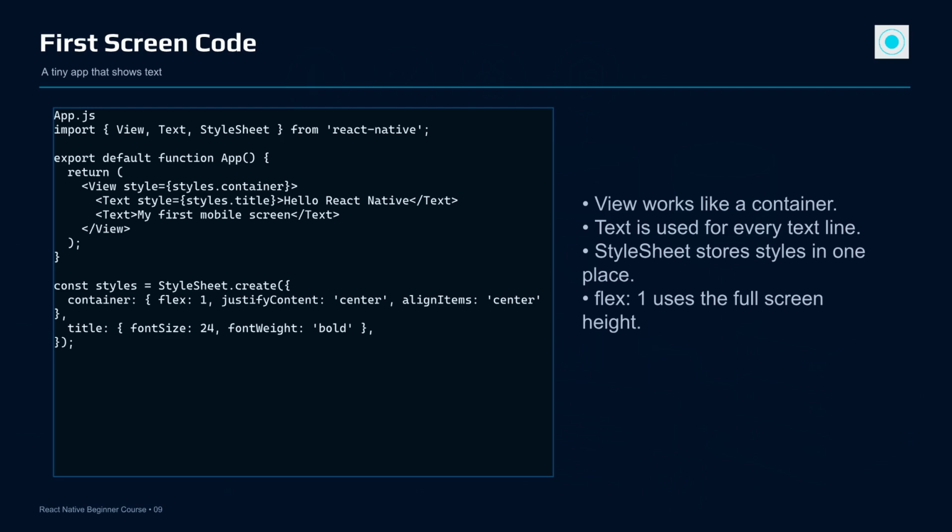In this screen code, you can see how we import core elements like View and Text. View acts as your layout container, while Text handles your content. Using StyleSheet keeps your design organized. Try changing the text, font size, or alignment here to see how your app updates in real time.